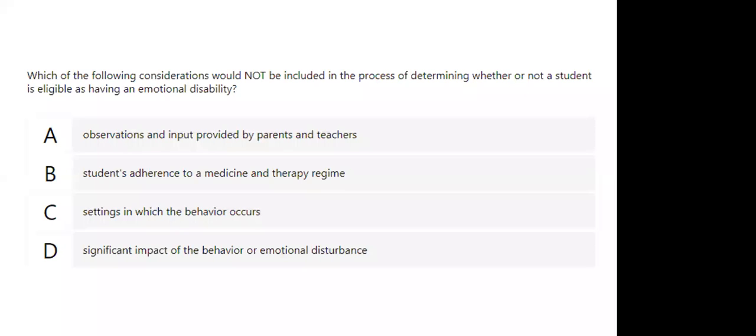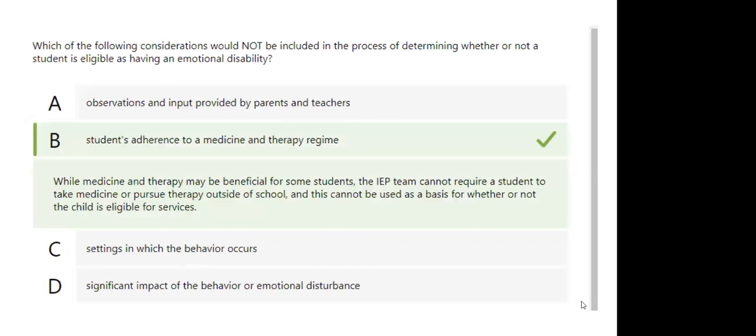I'm going to go through the questions, and some I may read, some I may not read aloud, and give you an opportunity to choose the correct answer. And hopefully within a minute or so, you will select the correct answer, and then I'll give you the correct answer. Here's the correct answer. It's going to be B.